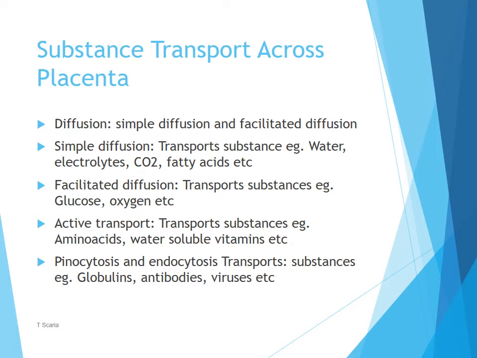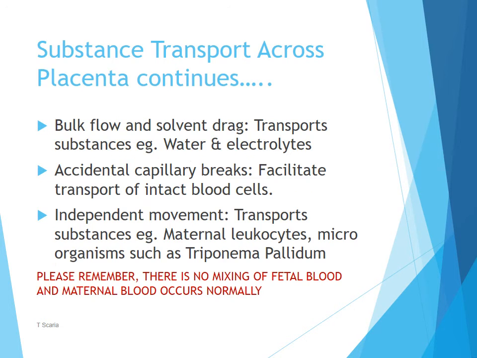Then active transport transports substances, for example amino acids, water-soluble vitamins, etc. Then pinocytosis and endocytosis transport substances such as globulins, antibodies, viruses, etc. Please read in detail from your textbook. Another mechanism is bulk flow and solvent drag. Water and electrolytes are transported by this mechanism.